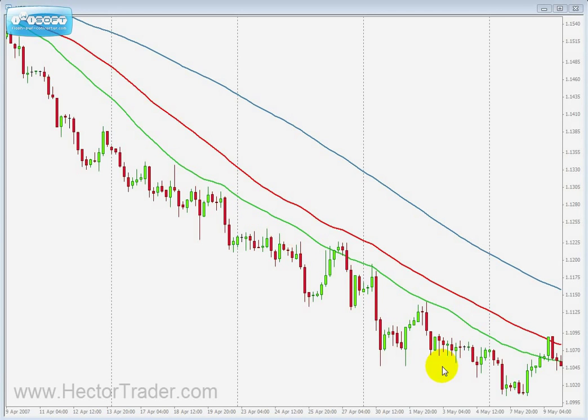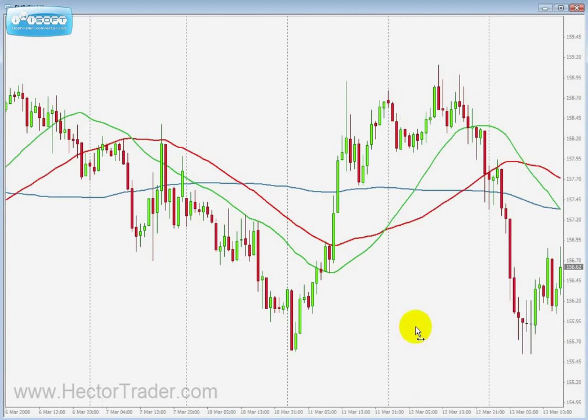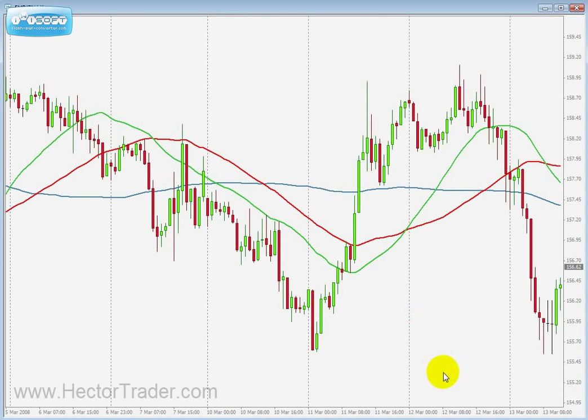The market bias is very clear. The moving averages are telling you exactly the direction in which you should be trading, either long or short. In this case, clearly short. Whereas in this other case, the market is basically telling you nothing. It's just telling you, stay out of this mess. Do yourself and your trading account a favor and stay out of the market.